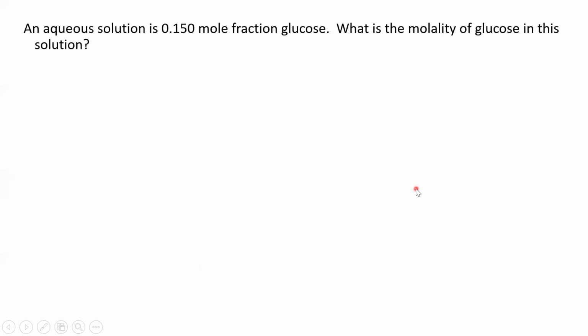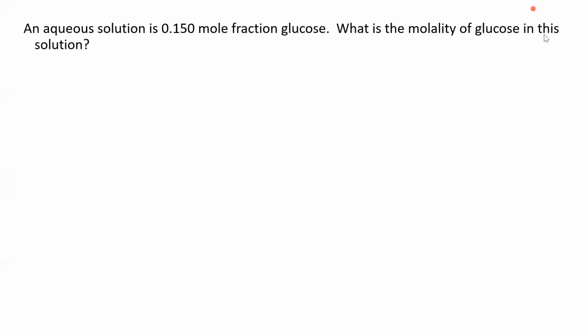So let's look at one more. Okay, it says an aqueous solution is 0.150 mole fraction glucose. Okay, so this time we're given the mole fraction. What is the molarity of the solution?